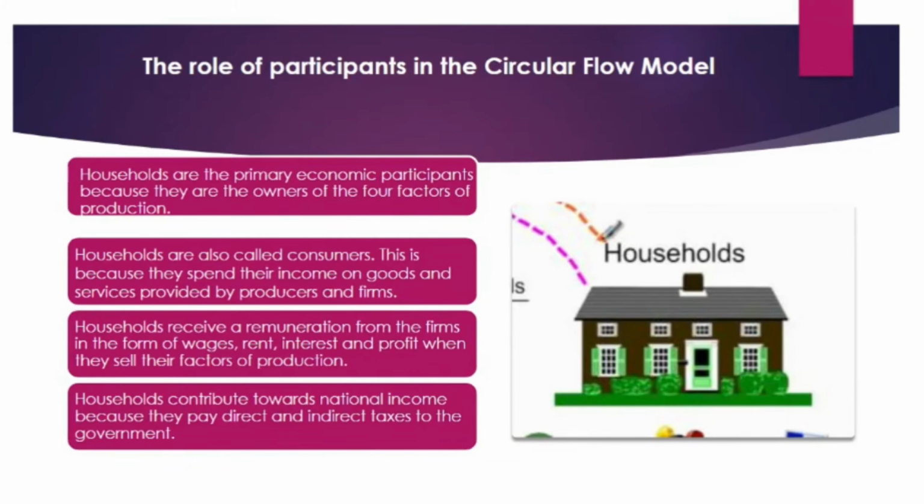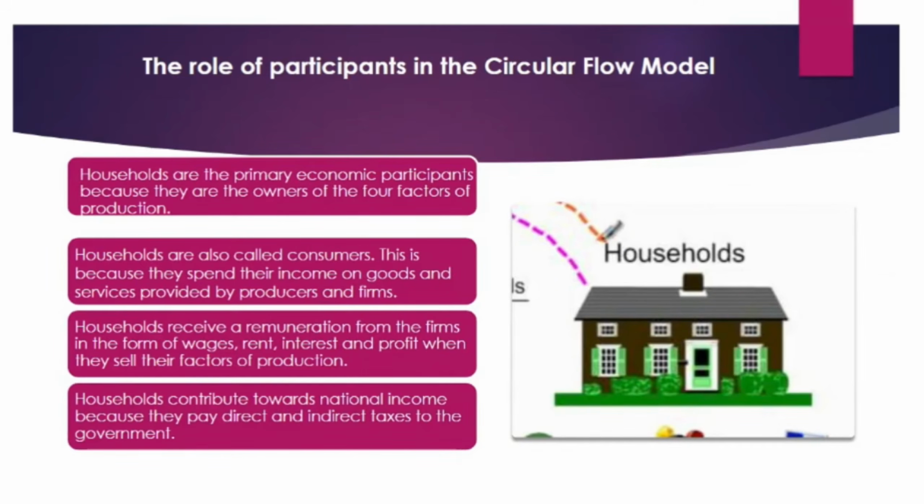Households own all of these and they are able to sell them or provide them accordingly for a remuneration or for a reward. Households are also called consumers because they spend their income on goods and services provided by producers and firms. Households will then receive a remuneration from the firms or from the government in the form of wages, rent, interest, and profit when they sell their factors of production. So you should be able to match each factor of production with its relevant remuneration. For example, for labor, the remuneration is the salary or wages. For capital, the remuneration is interest, and so on.